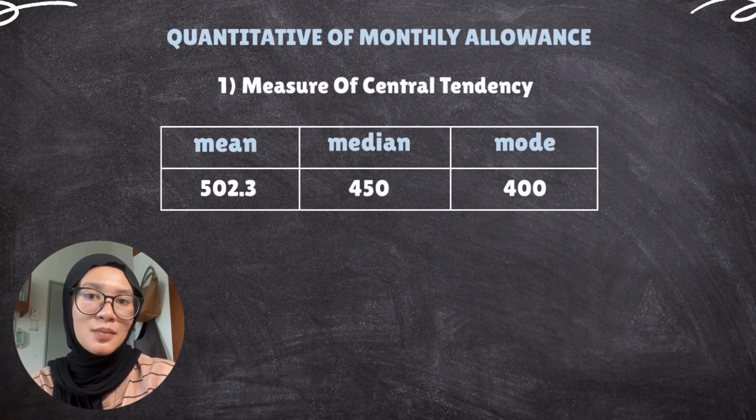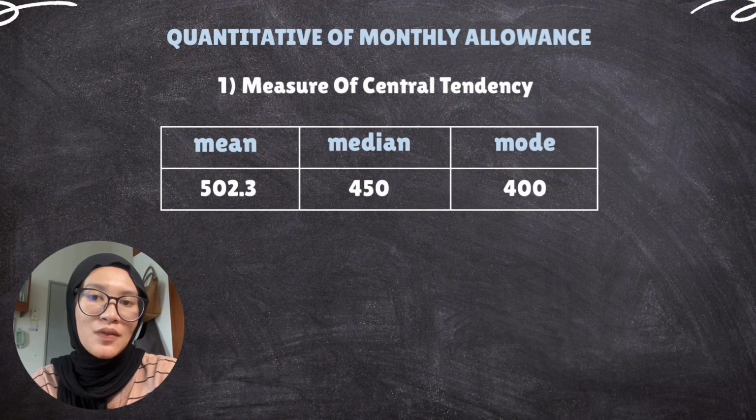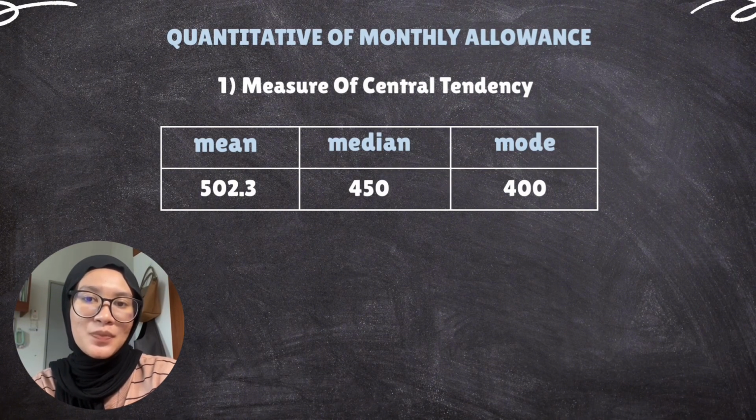Now, let's look at the measures of central tendency for monthly allowance. The mean is 502.3, which basically shows the average amount of allowance students receive. The median is 415, which represents the middle value once all the allowances are arranged from smallest to largest. And the mode is 400, meaning that's the allowance amount that appears the most among the students.